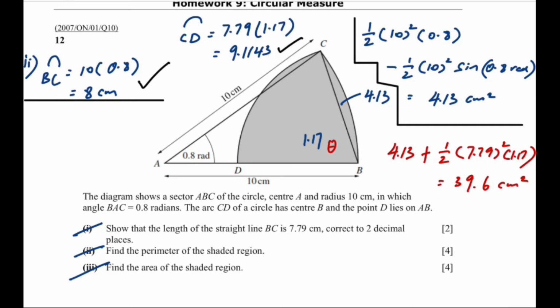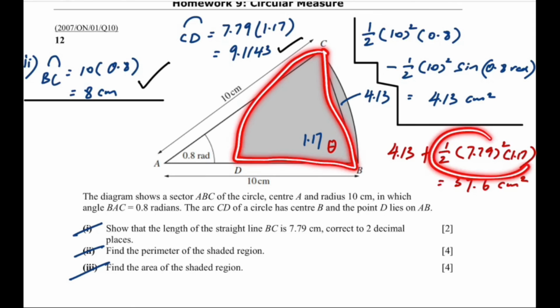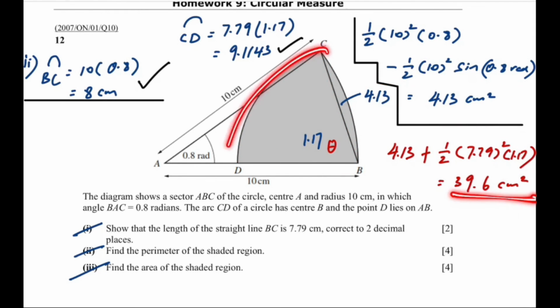To recap, this one is 4.13: the area of the sector minus the area of the triangle gives the segment. This part is the area of another sector. So plus 4.13, the total answer should be the area of the shaded region.